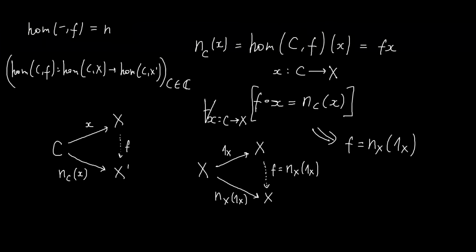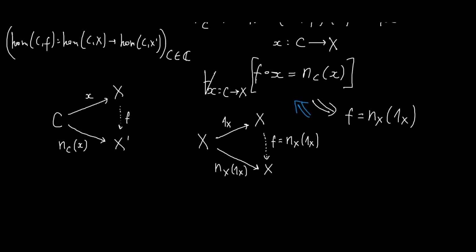But we also want the reverse. We want this specific f to fulfill the equality of the natural transformations NC and HOM-CF. In other words, we want this value to always equal that value, which is equivalent to saying that this equality should hold for every x. So we'll have to check now that it is true for every x from C to x that nx of identity x composed with x in fact equals nc of x.